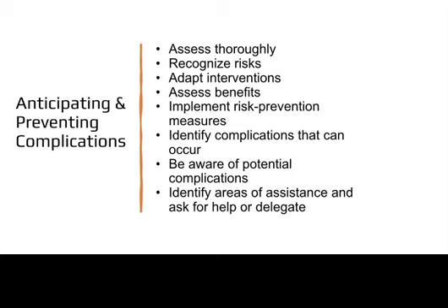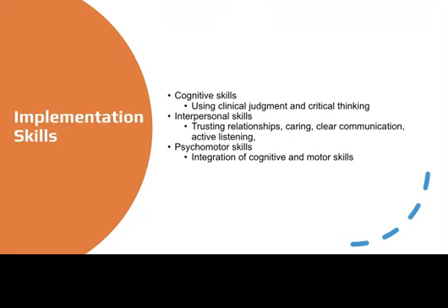So how do we anticipate and prevent those complications we mentioned? Remember, you're performing the intervention. You want to make sure that there were no adverse events. So you assess thoroughly, recognize risks, adapt interventions, assess benefits, implement risk prevention measures. For example, if you know the patient is a fall risk, implement fall prevention measures. Identify complications that can occur. Be aware of potential complications. Identify areas of assistance and ask for help or delegate.